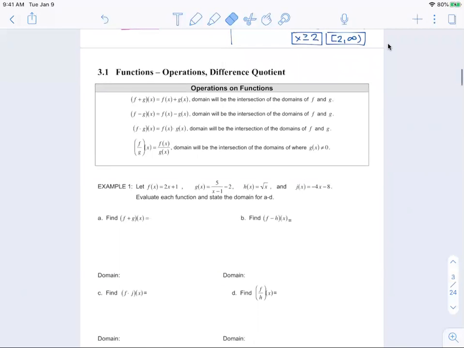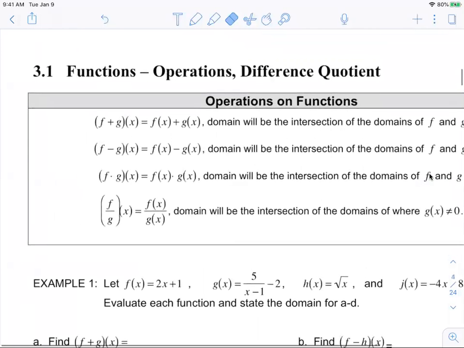Okay, let's go ahead and finish 3.1 with functions. Do some operations with them. So function notation and operations. You did see this in algebra last year, third quarter. So you guys were still all there.